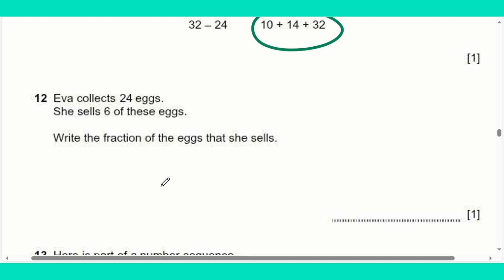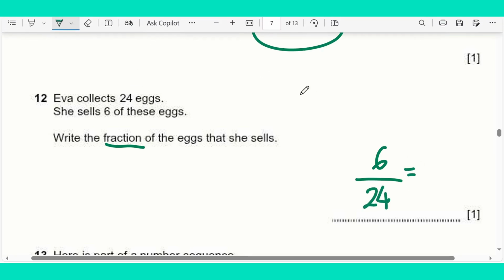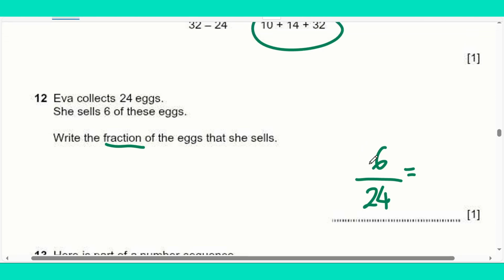Okay guys, so the fraction should be the number of eggs she sells, that is 6, over the total, which is 24. Then we can simplify this: 6 divided by 6 is 1, and 24 divided by 6 is 4. So we divide to simplify the fraction. Okay guys, and that is the final answer.